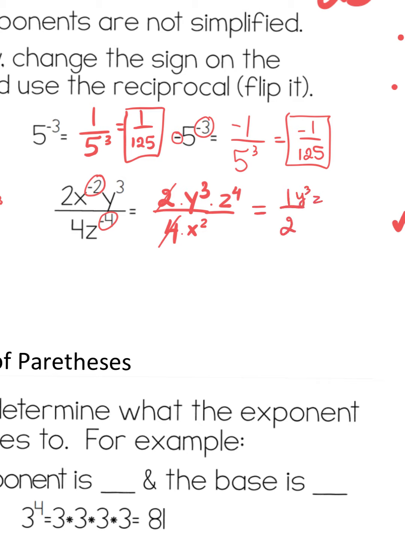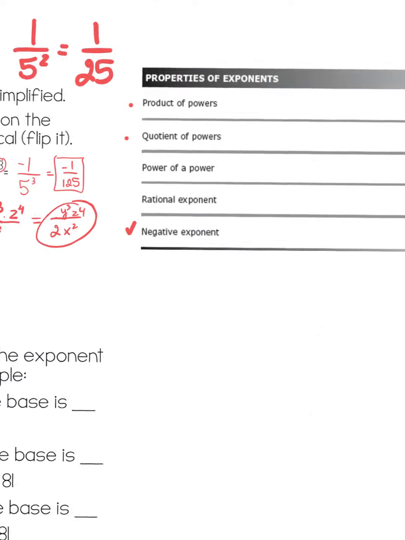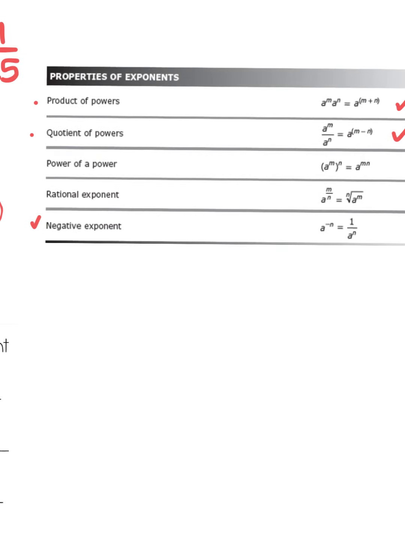y3 z4 over x to the power of 2. And also you can delete this one, because 1 times a number is itself. So that's your answer. And make sure you know that it's also on your star sheet. Negative exponent is right here. We flip and we turn a negative to be a positive.